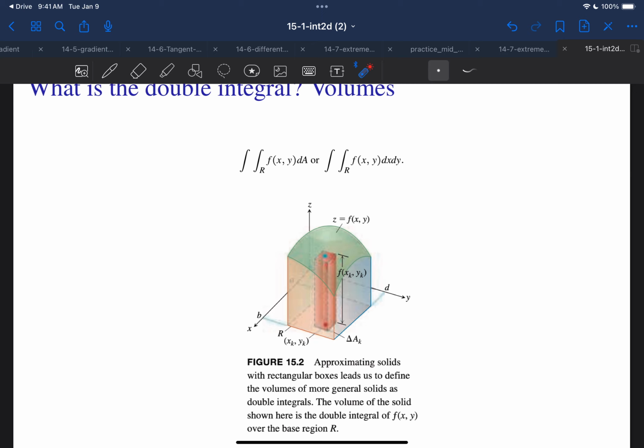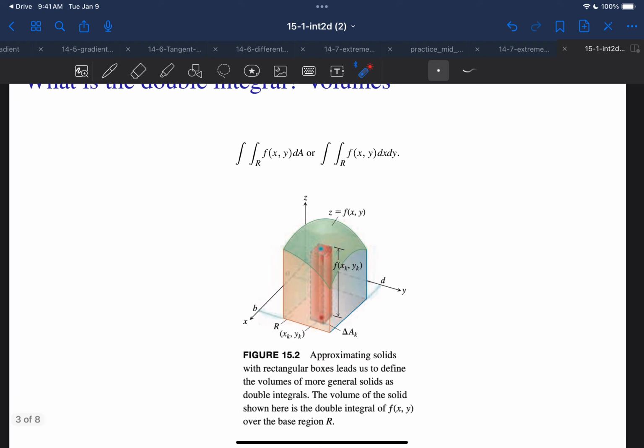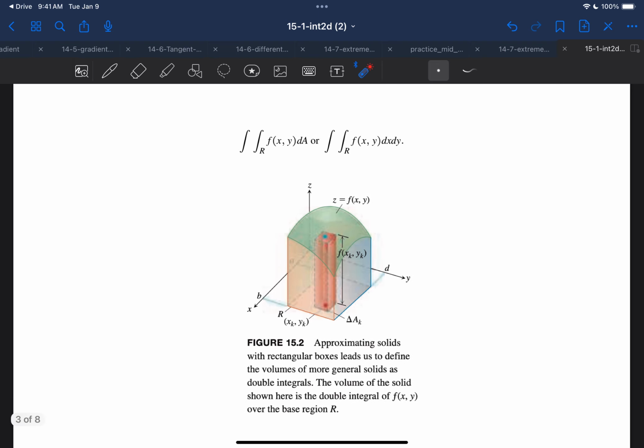Alright, so what is a double integral? One easy answer is volume interpretation. Our integral is written in this form, and it's called the integral of f of x, y over the domain R. A stands for area, so this is an integral of f over domain R. And what is R in the picture? R is the bottom of this 3D object.